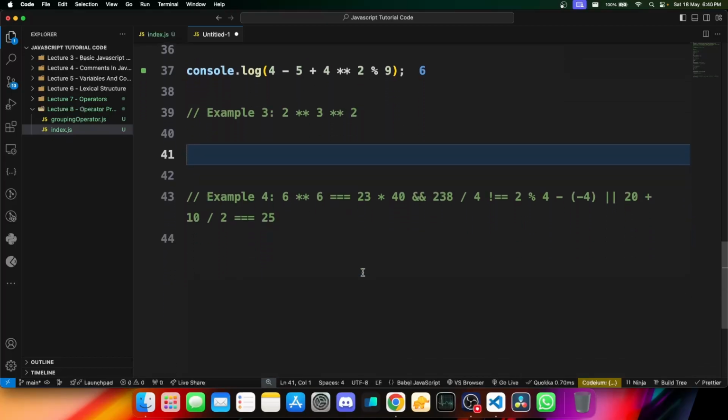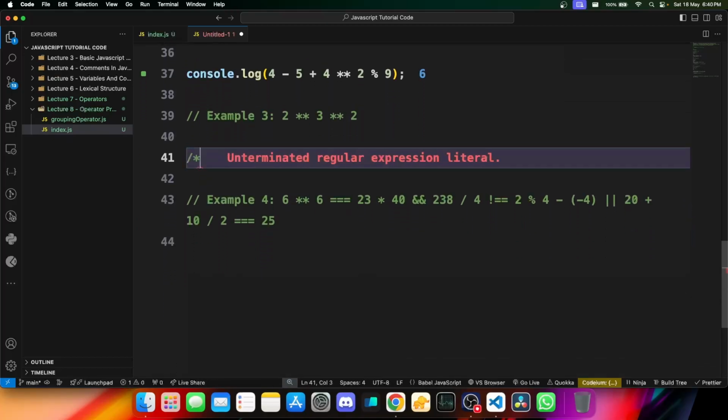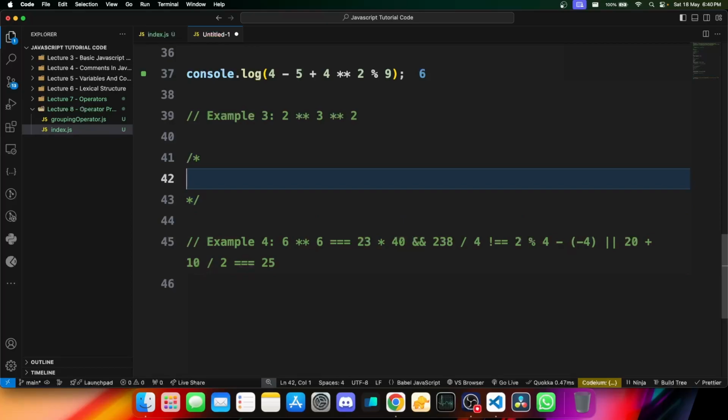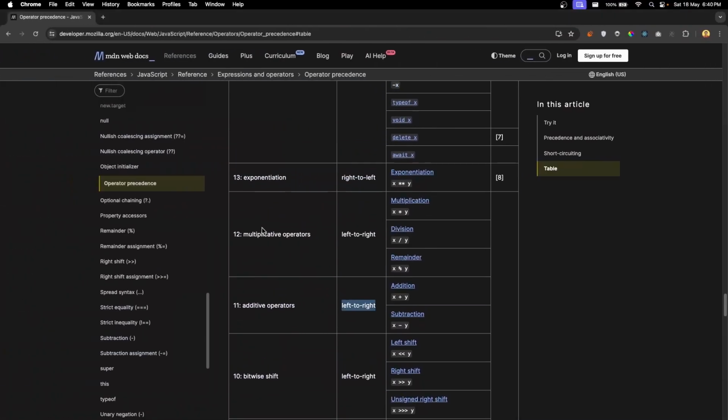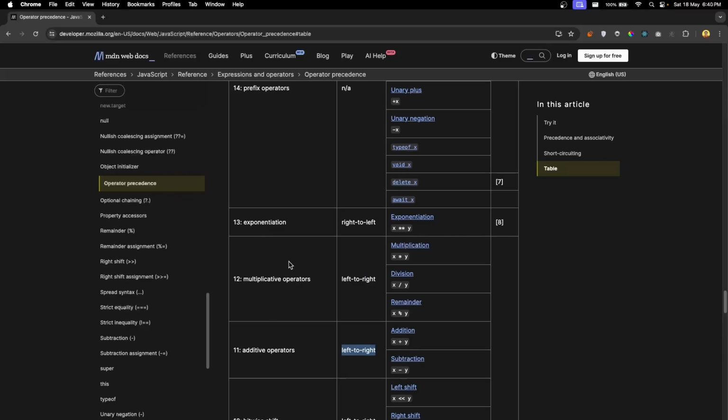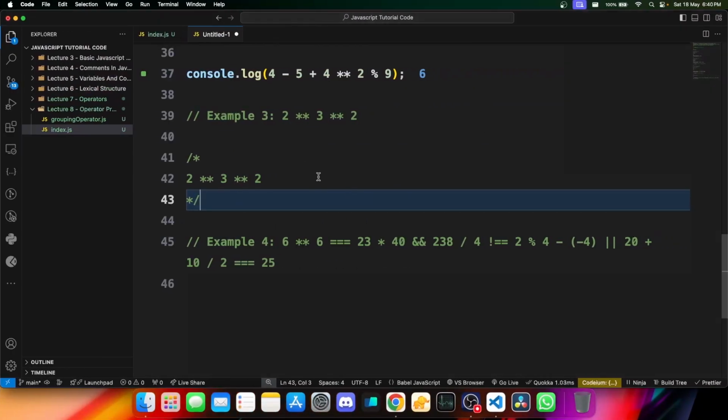Now, so here, this might look easy, but it's not. So 2 to the power 3 to the power 2. Now, you might think that you have to start solving it from this side, but it's actually from this side. I will show you why. But here you can see there's only one operator, so we don't need to care about precedence. We need to care about associativity. And associativity is right to left. And that's why I said you have to start solving from right to the left.